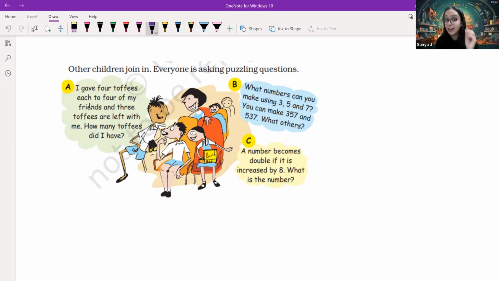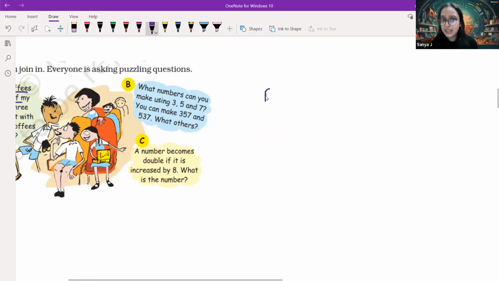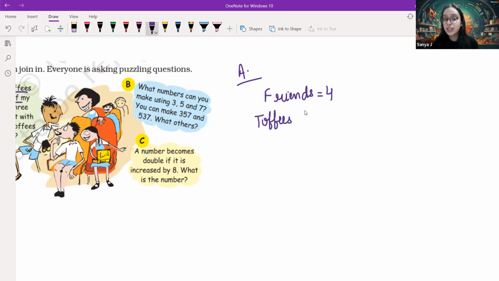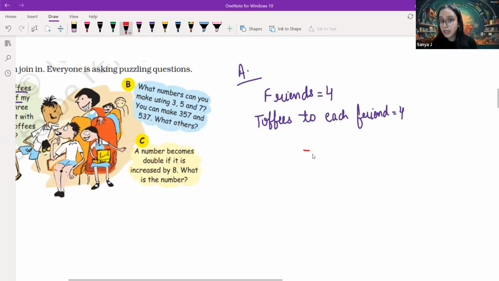Now look at here carefully. 4 toffees each to 4 of my friends. How many friends? This is the A part. Friends are 4. And how many toffees are given to each friend? Toffees to each friend, that is also 4. So what's the total number of toffees given to the friends? For that, we'll multiply number of friends by number of toffees given to each friend, that is also 4. And 4 times 4, that's nothing but 16.